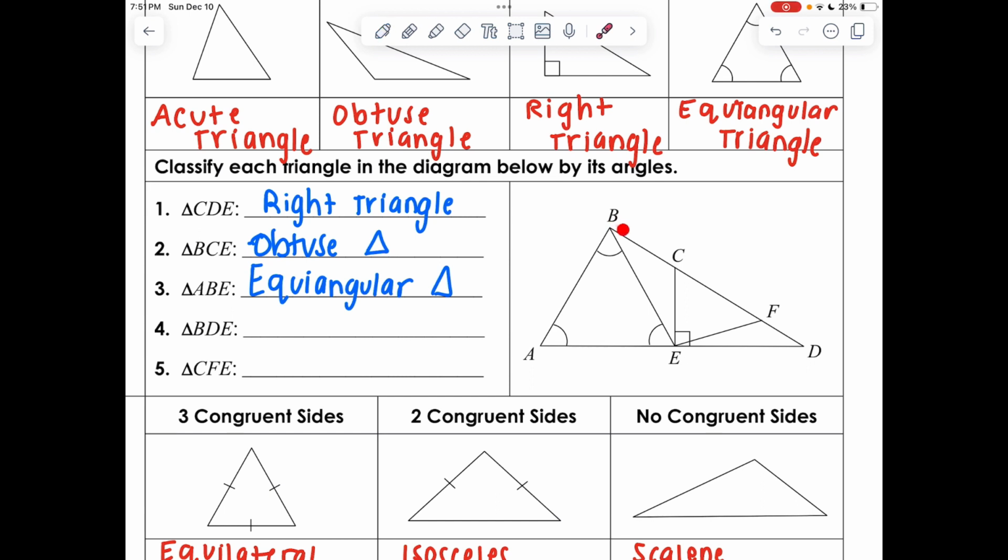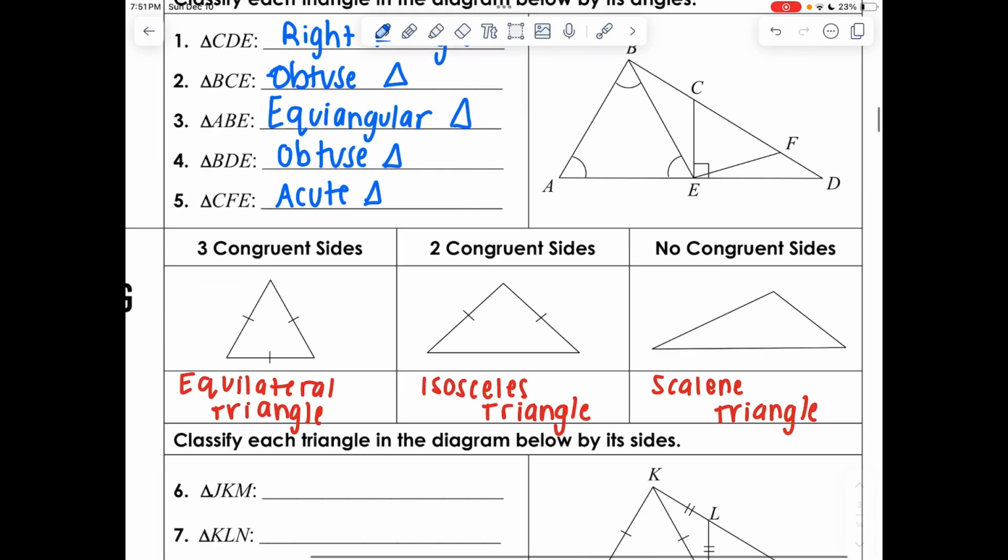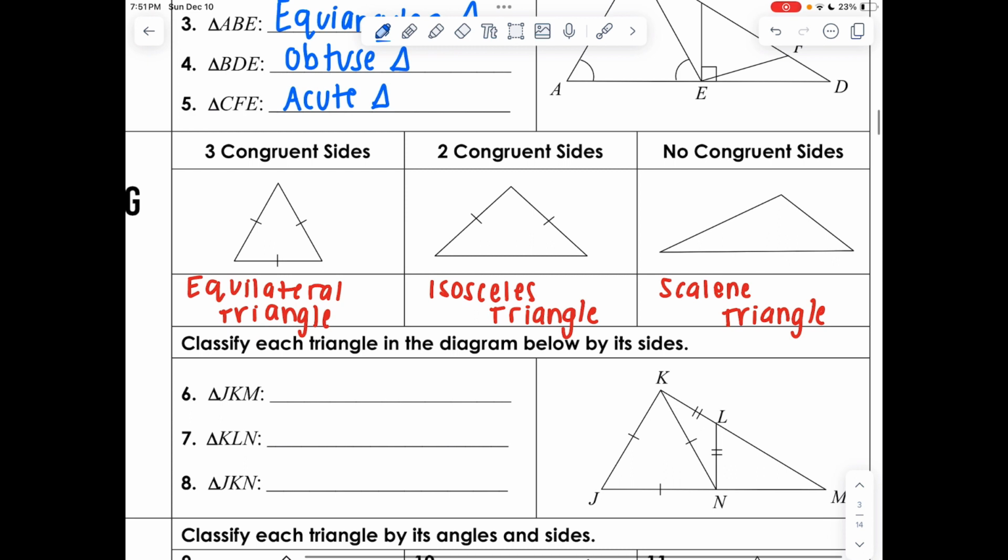BDE. Okay, we see an obtuse angle right here as well, so obtuse triangle. And then CFE. CFE is acute. We can't say they're all equal because they need to have these marks to indicate that the angles are equal. So we'll just call it an acute triangle.